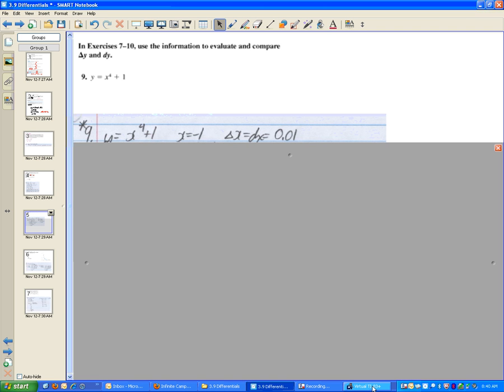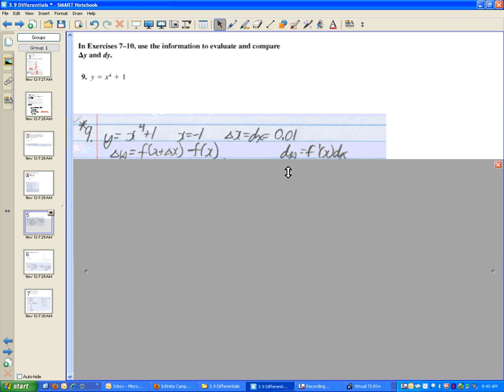For some reason, I didn't copy it. And they tell us that delta x, which is the same thing as dx, equals 0.01. So all that's given to us. What we have to know is we have to know these definitions. Delta y equals y2 minus y1, which is f of x plus delta x minus f of x. dy is defined to equal f prime of x dx.